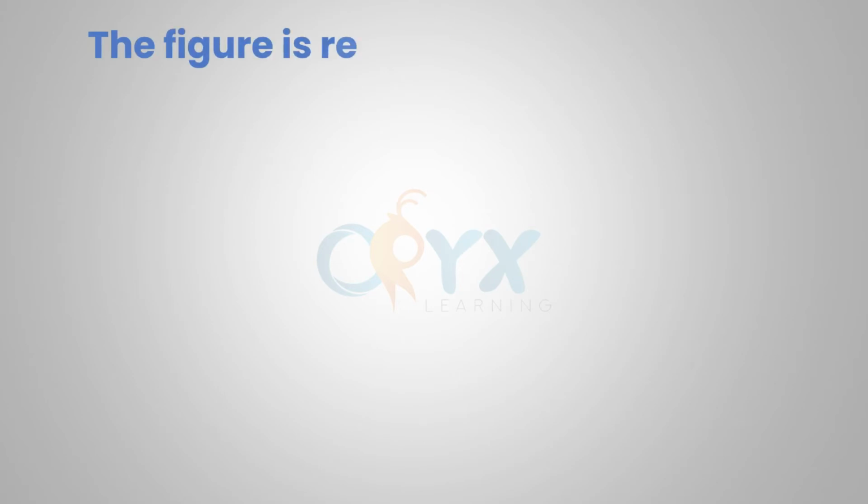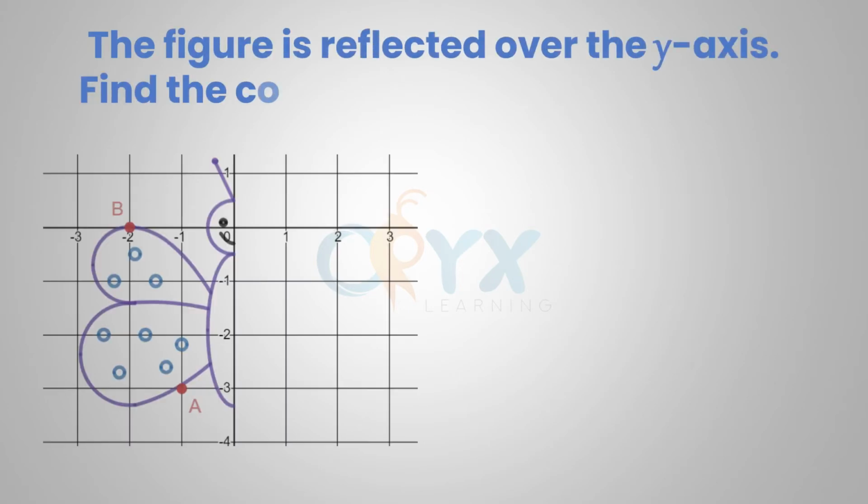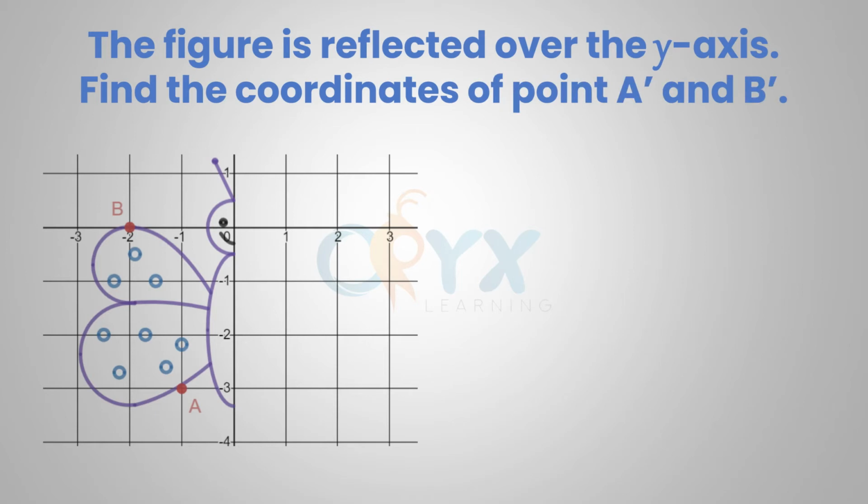The figure is reflected over the y-axis. Find the coordinates of points A' and B'. If we're reflecting over the y-axis, we know that the point (x, y) will become (negative x, y). So if we take a look at point A, which is originally (negative 1, negative 3), if we multiply the x value by negative 1, negative 1 times negative 1 becomes 1, so A' would be the point (1, negative 3).